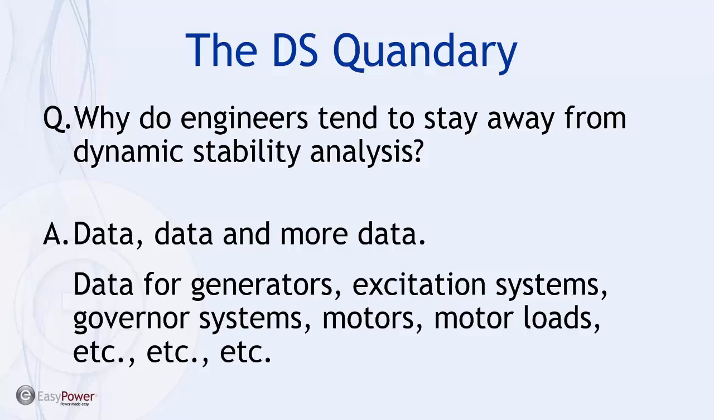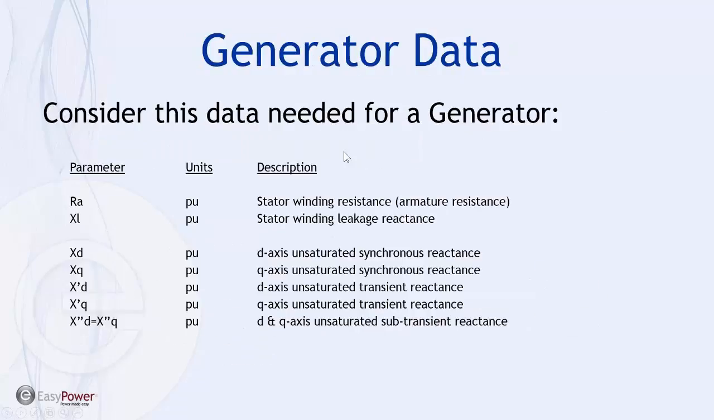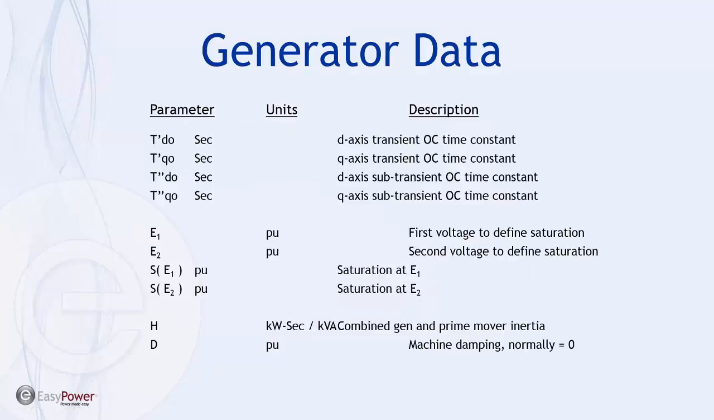And so, in my opinion, the primary reason that engineers shy away from dynamic stability is the fact that there is a need for far more detail in terms of data for generators, excitation systems, governor systems, motors, and more. For instance, if we just look at what's required to go into a model for a generator, we'll see that, and we've had exposure to these over time, but it's not something we use on a day-to-day basis, involving most of the sub-transient reactance parameters, and that's only the half of it.